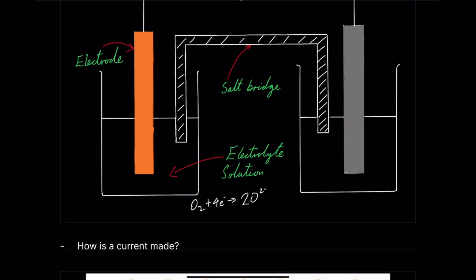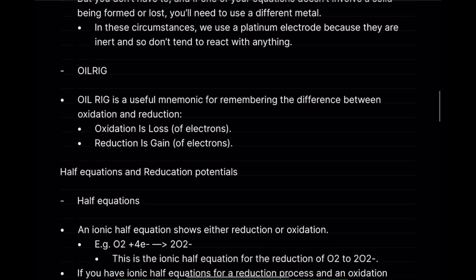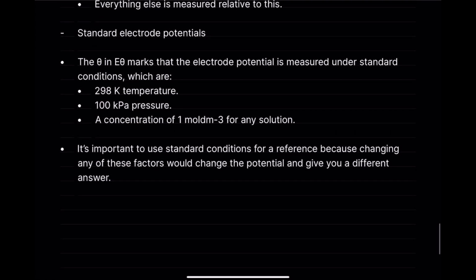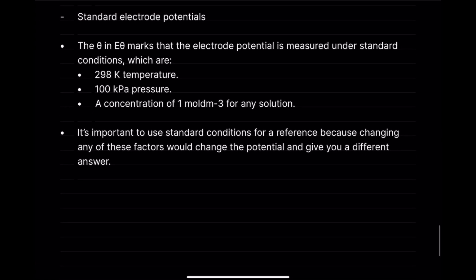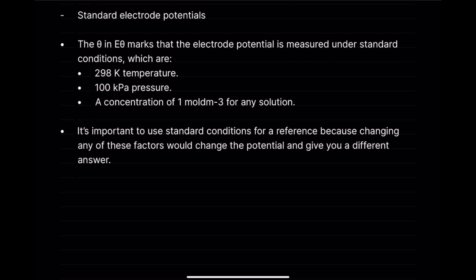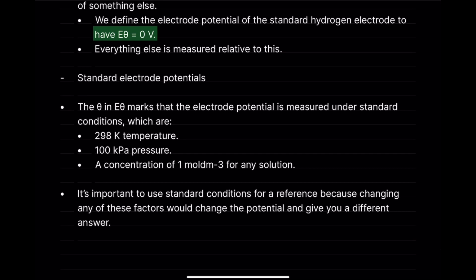So let's say you had Br2, or bromine solution, or bromine water. It would have to be 1 mole per dm cubed of bromine. Or if it's Br2, it technically would have to be 0.5 moles of Br2, I guess. That's quite important to understand here: a concentration of 1 mole per dm cubed of any solution. It's important to use these standard conditions for reference, because changing any of these factors would change the potential and give you a different answer.